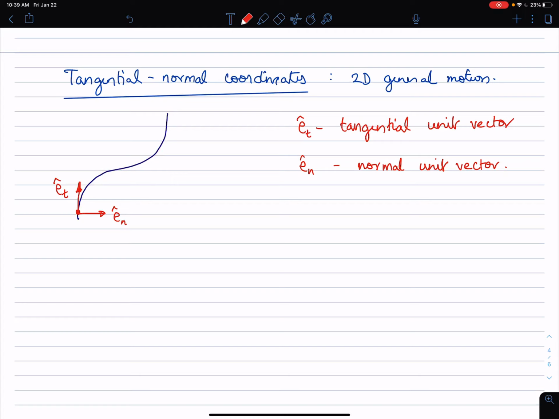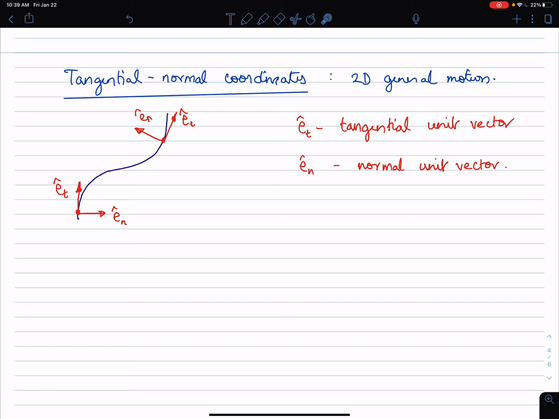The normal is interesting. There's a convention here. The normal unit vector is always going to be into the center of the curve. So if the curve is going this way, sort of curving this way, it's going to be pointed toward what is called the instantaneous center of that curve, the center of curvature of that curve. So if the curve is going this way, it's going to be pointed this way. If the curve is going this way, it's going to be pointed this way. Okay, so here, this is going to be the tangent unit vector, and the normal unit vector is going to be this way.